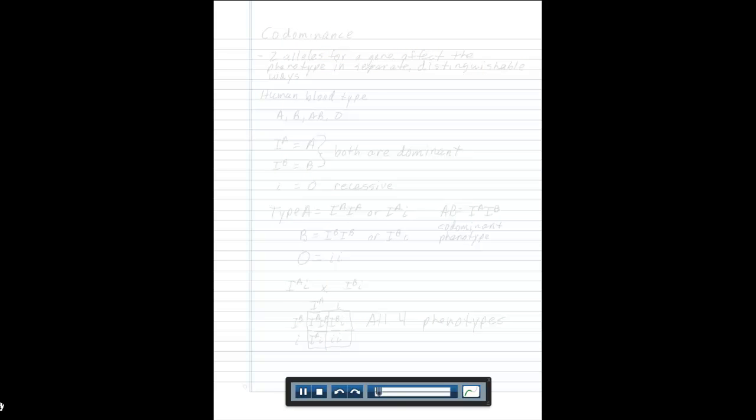In this video, we will be addressing the inheritance pattern known as codominance. In codominance, two alleles for a gene affect the phenotype in separate, distinguishable ways.